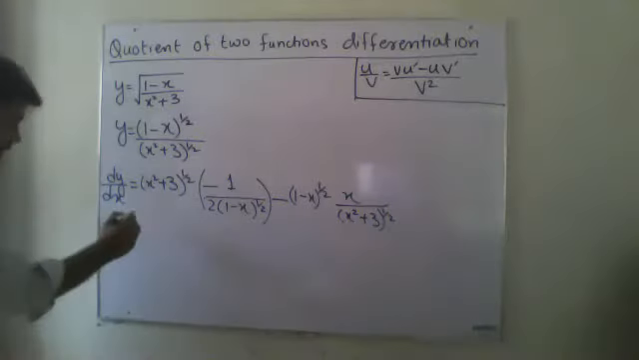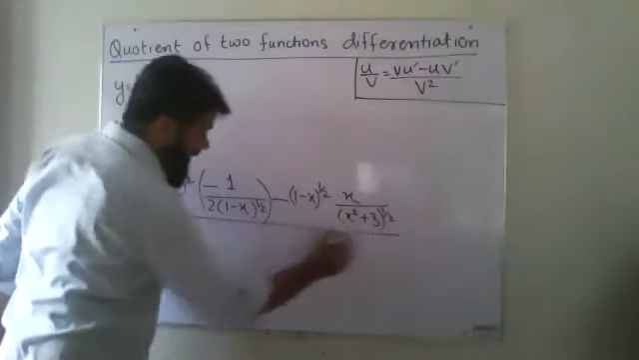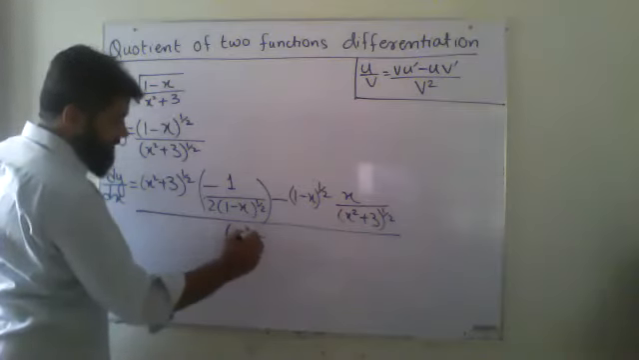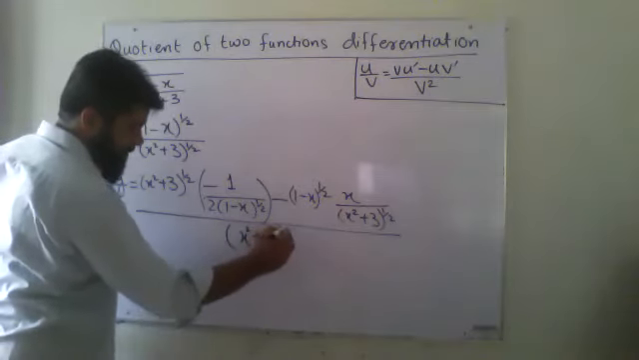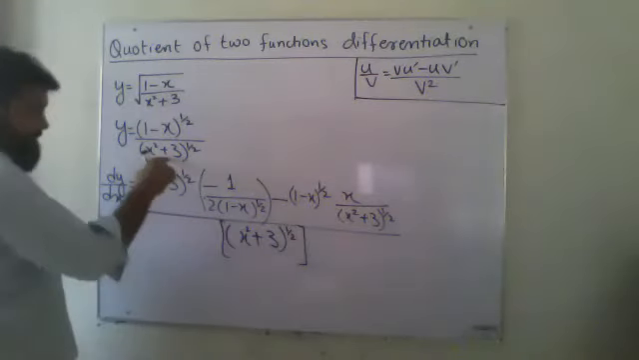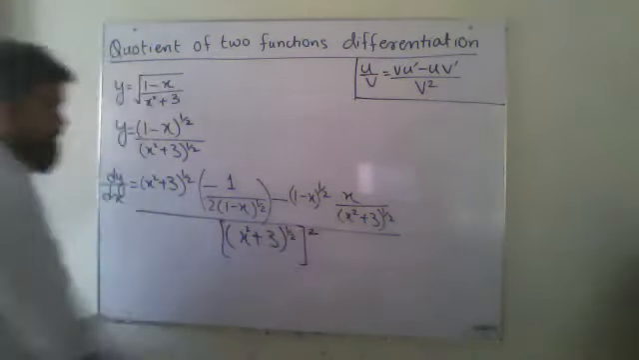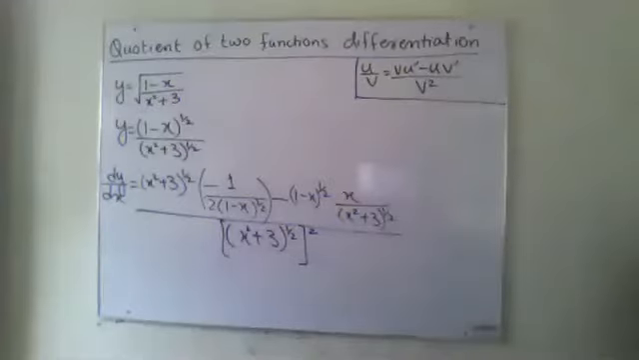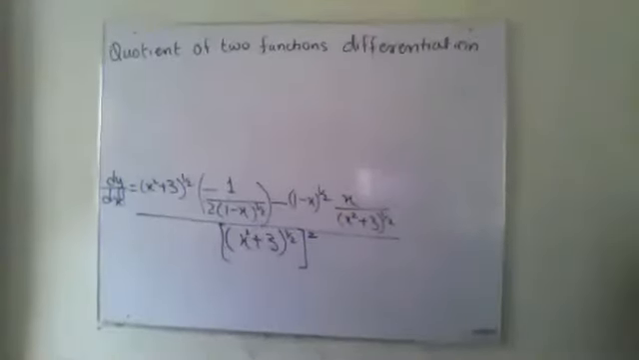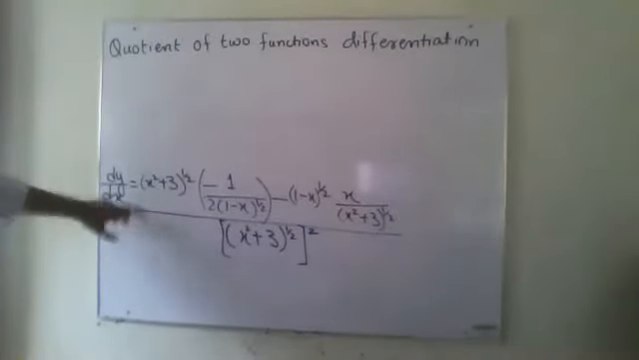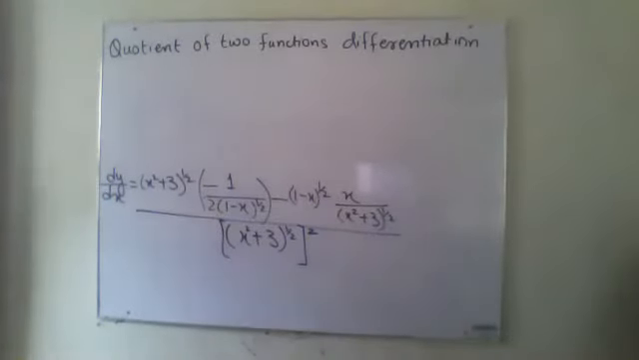And one more thing, v squared, that is (x squared plus 3) power half, that is my whole square. Okay, right? Now I'm going to simplify it. So whatever simplification there is, I'm going to do it over here.